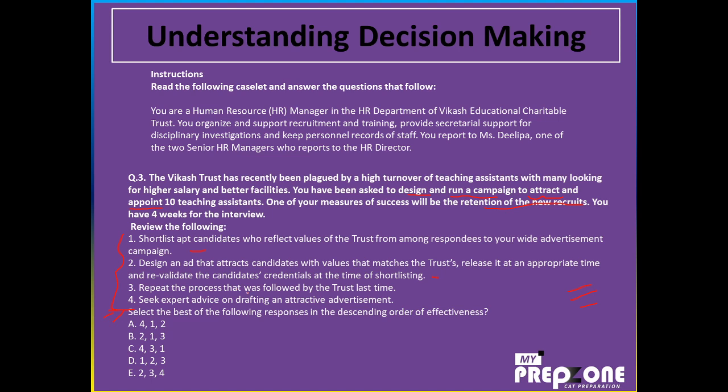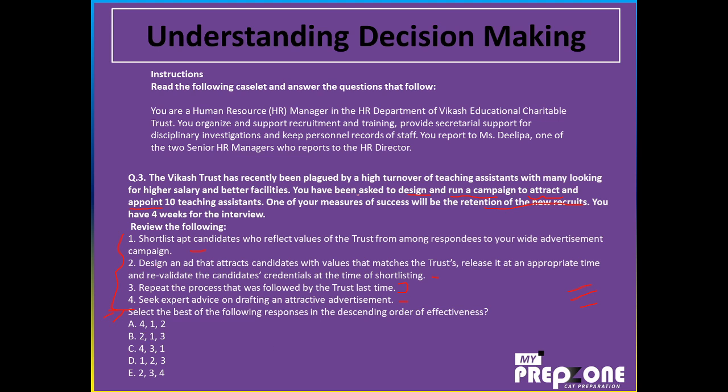Repeat the process that was followed by the trust last time. Okay, why should you repeat the process that was followed by the trust last time? Was it a good process? Try to think on these lines. Absolutely, it would be a good process because they have been hiring these teaching assistants for quite some time. Why would you not follow that? Seek expert advice on drafting an attractive advertisement. Perfect. Let's see what will be my course of action.